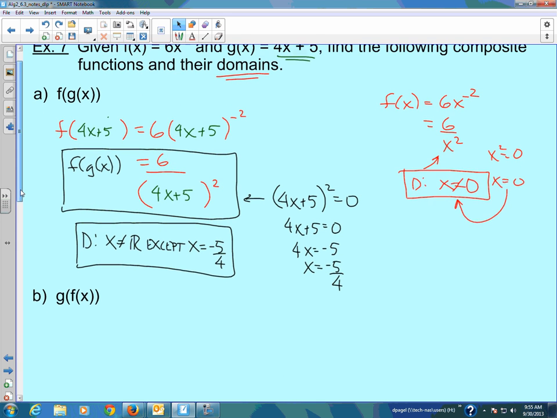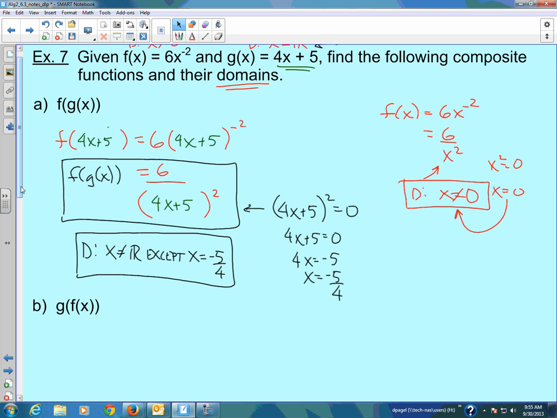What if we went the other way? g of f of x. So now we're going to take g of 6x to the negative 2 power, and that produces a 4 times a 6x to the negative 2 power plus a 5.